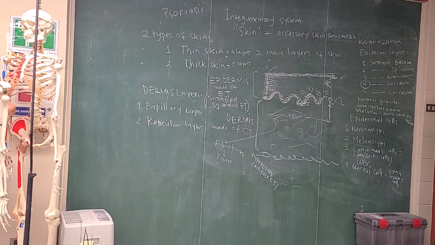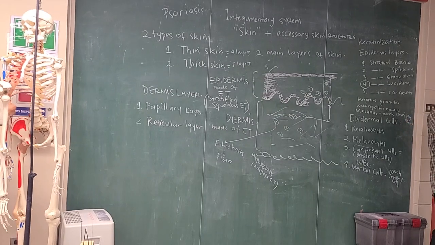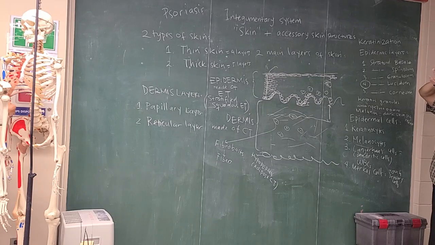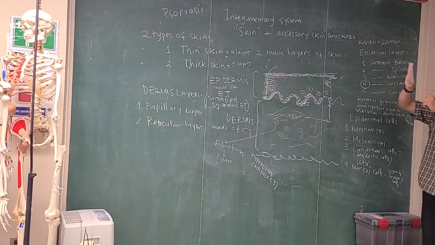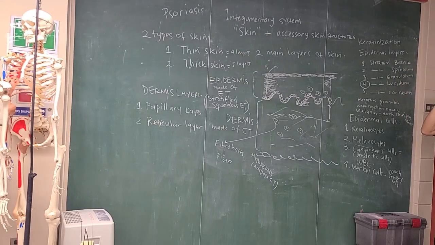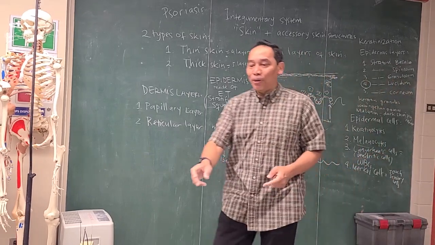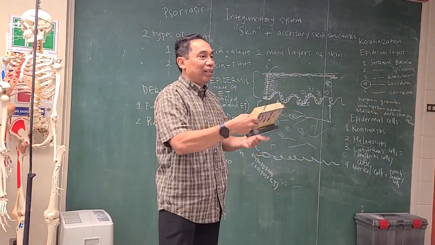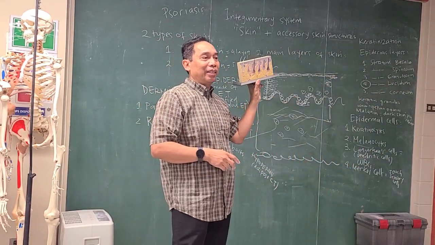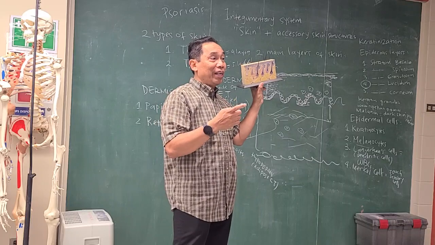Another difference between thick skin and thin skin: look at your palm and behind your palm. Which one has hair? The top part. The thin or the thick? Thin. The thin skin has hair. The model that you have over there, is it thin skin or thick skin? The thin skin, because what?